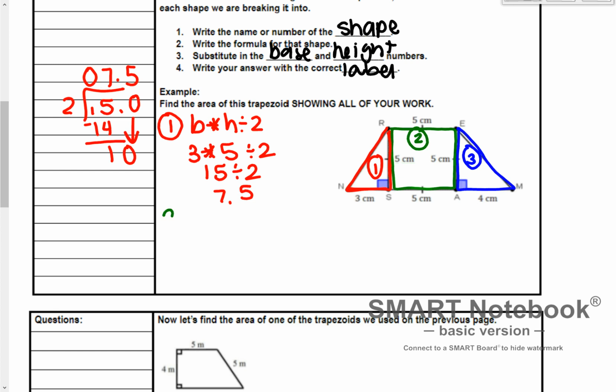Okay, number 2 is just a rectangle or a square. So base times height, 5 times 5, 25.